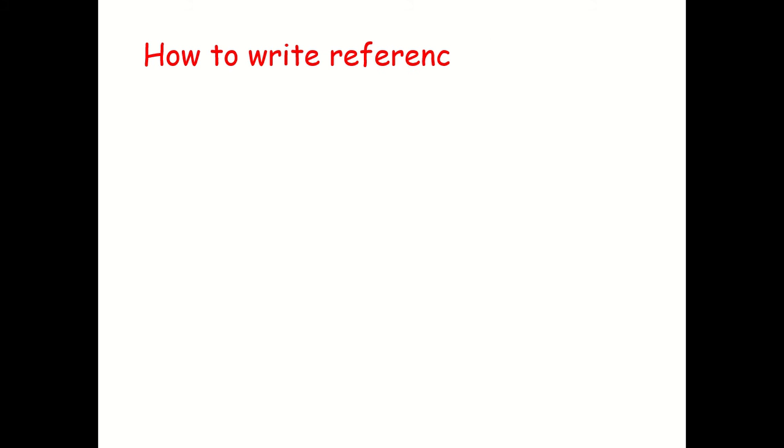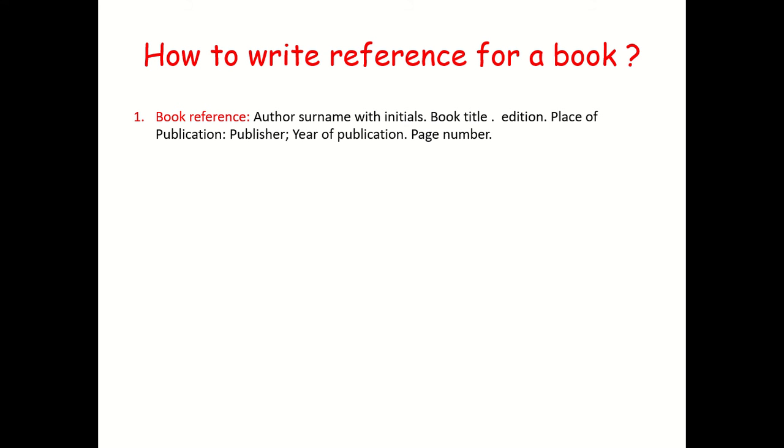Now let us see, and this is the most important point, how to write the reference for a book. We are going to see different reference material, and what type of sequence or style is used in the Vancouver referencing style. So now we are going to learn how to write the reference for a book in Vancouver style.